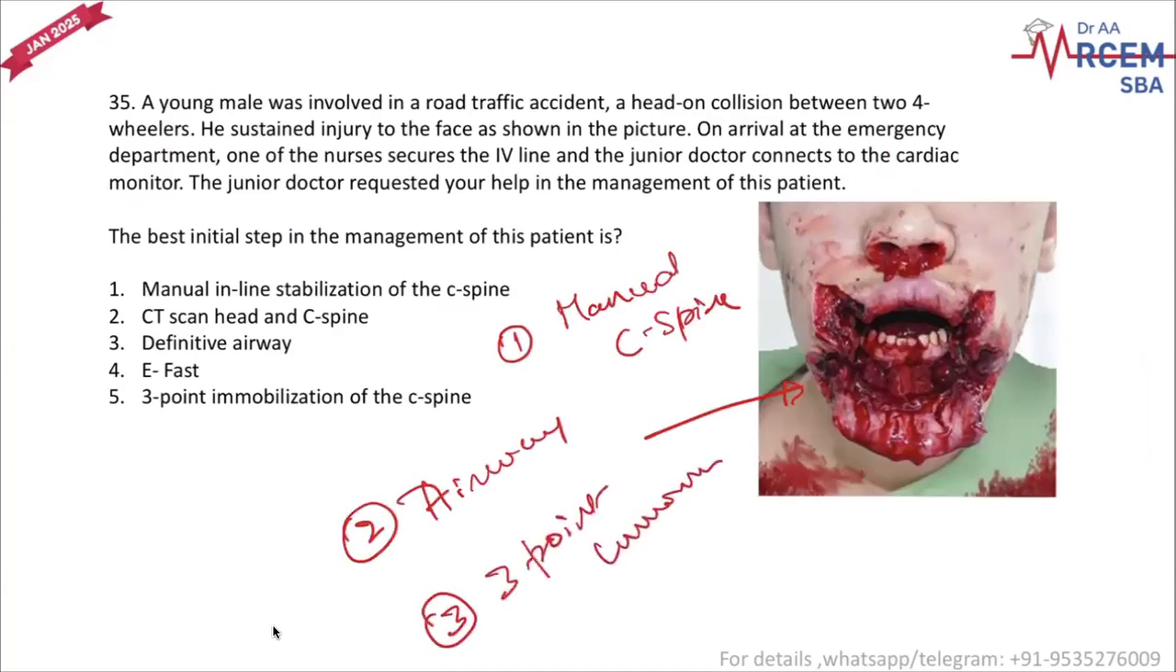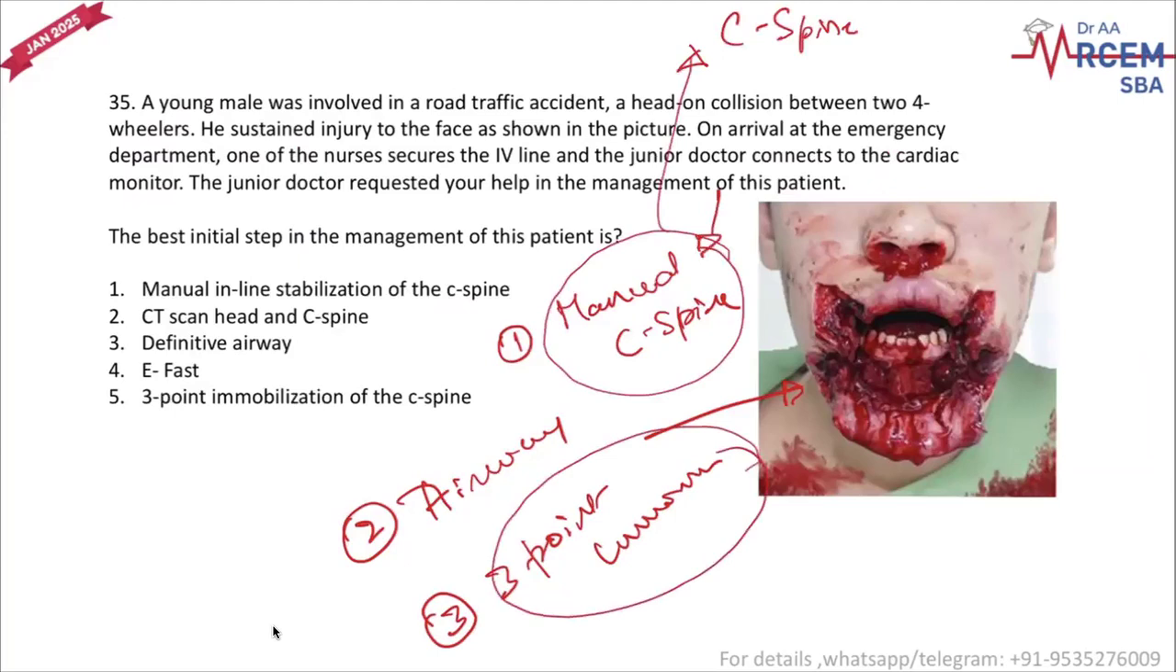Whenever you see this kind of scenario, if they have not mentioned manual C-spine stabilization, if they have just mentioned a C-spine stabilization, you can consider they are talking about manual C-spine immobilization. Do not consider 3-point immobilization unless they specifically mention 3-point immobilization. I have seen multiple versions of similar questions which we'll be discussing in coming slides. So here, the first thing is manual inline stabilization of the C-spine. So the right answer here is the manual inline.